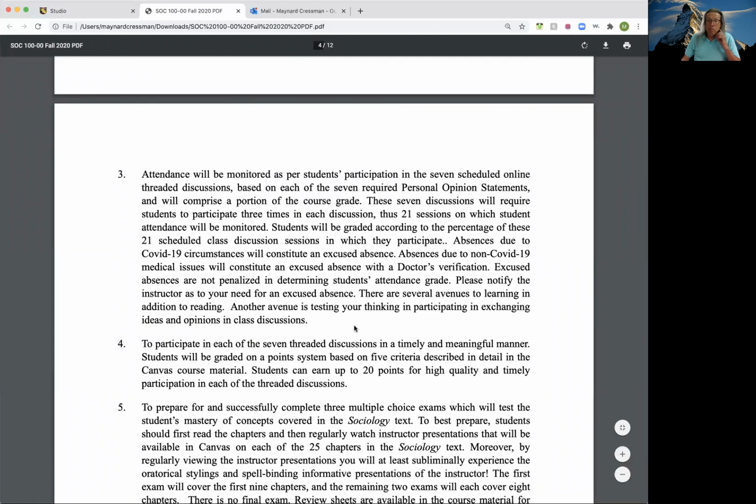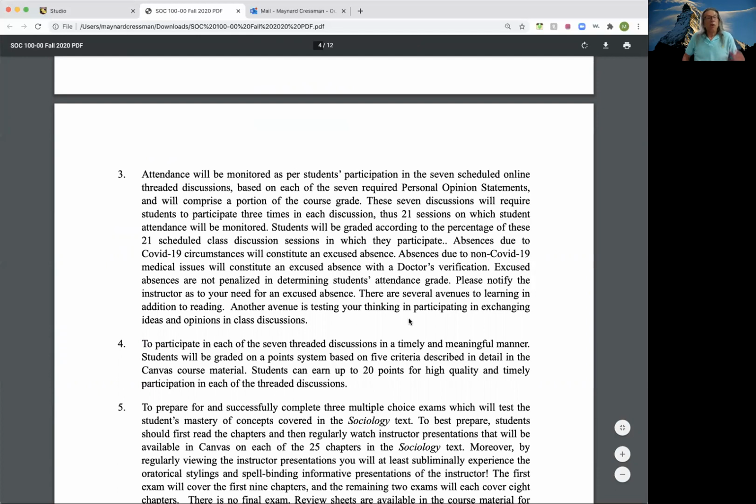Attendance will be monitored as per your participation in the 7 scheduled online threaded discussions based on each of the 7 required personal opinion statements and will comprise a portion of the course grade. These 7 discussions will require students to participate 3 times in each discussion. Okay, now quick, do math. What's 3 times 7? Yes, it's 21. Thus, 21 sessions of which student attendance will be monitored. Students will be graded according to the percentage of these 21 scheduled class discussion sessions in which they participate.